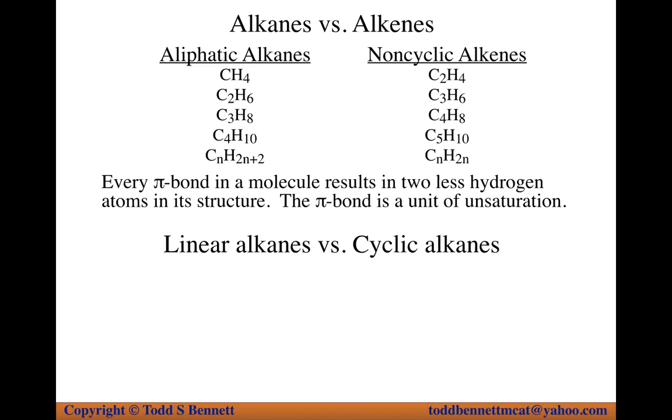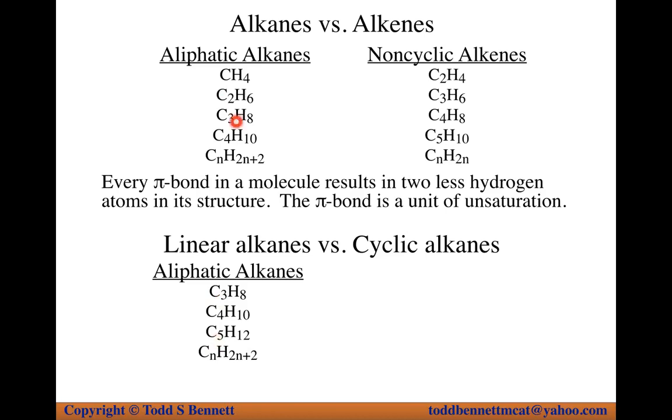Now I want to consider rings. One type of unit of unsaturation I mentioned is the pi bond. These have 2 fewer H's because they have a pi bond, and rings can have the same effect. So I'm going to start this time with a grouping, but I pick 3 because you can't make a ring with 1 carbon, and you can't make a ring with 2 carbons. You need at least 3 carbons to make a ring.